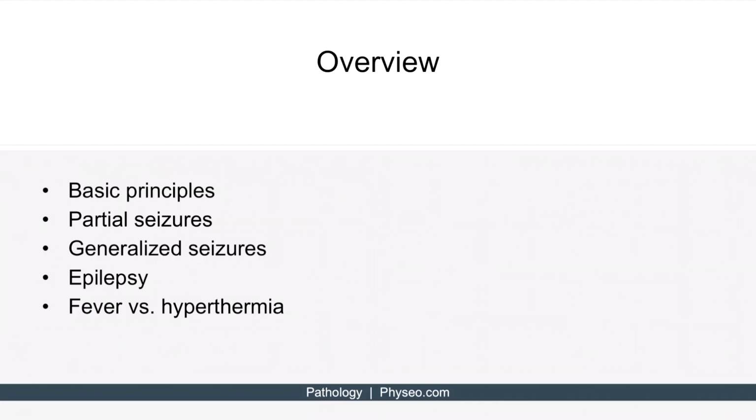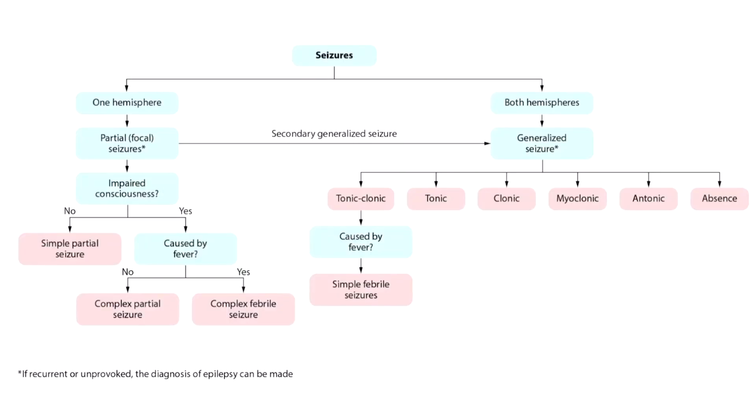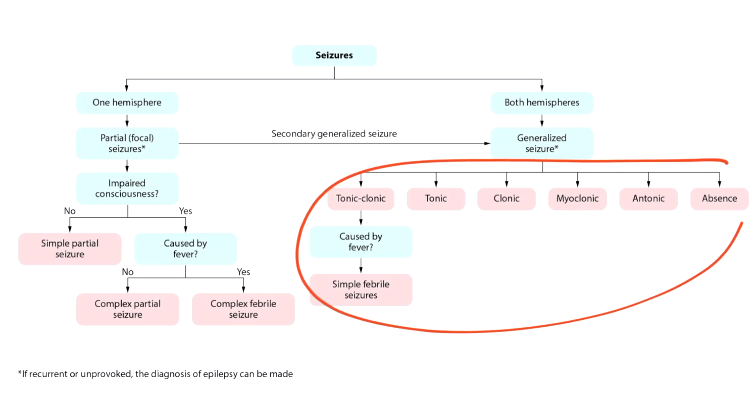Okay, now that we've discussed partial seizures, let's move on to discuss generalized seizures. Generalized seizures involve both hemispheres, and there are many types. You can see many of them listed here. Unlike a partial seizure, which may only involve one side of the body, generalized seizures involve both hemispheres and therefore produce abnormalities affecting the body bilaterally.